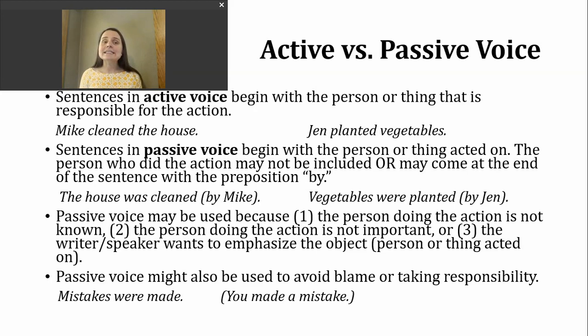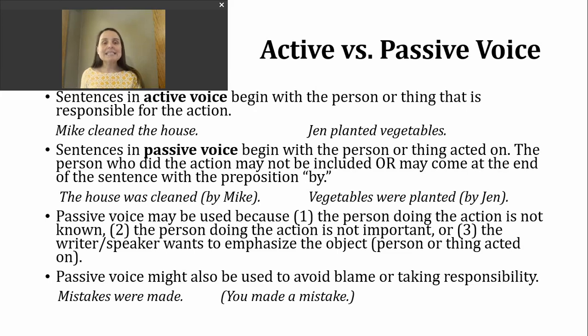So a sentence that's in active voice is going to begin with the person or thing that is responsible for a particular action. I have two examples here. Mike cleaned the house. Jen planted vegetables. In the first sentence, I know that Mike is responsible for the action of cleaning. And in the second sentence, Jen is responsible for the action of planting.